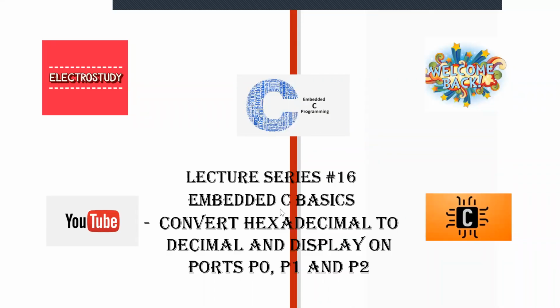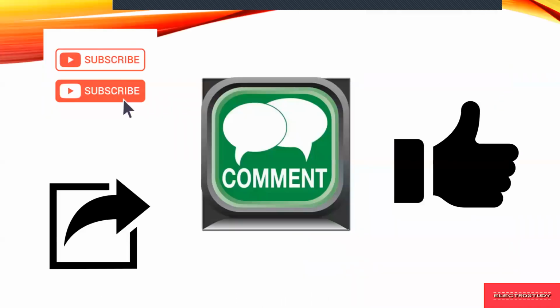This is lecture series 16, Embedded C Basic. In this video, we'll be seeing how to convert a hexadecimal to a decimal value and display those decimal values in different ports like P0, P1 and P2. Come, let's go into the video.